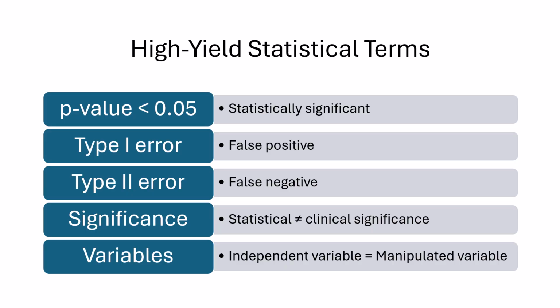Here are some high-yield statistical terms you absolutely need to memorize. First, a p-value less than 0.05 means your result is statistically significant. A type 1 error is a false positive. You think there's an effect when there isn't one. A type 2 error is a false negative. You miss an effect that's actually there.